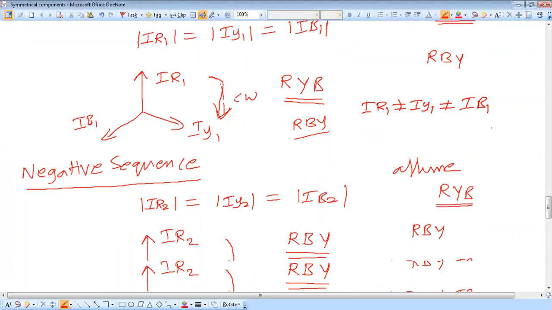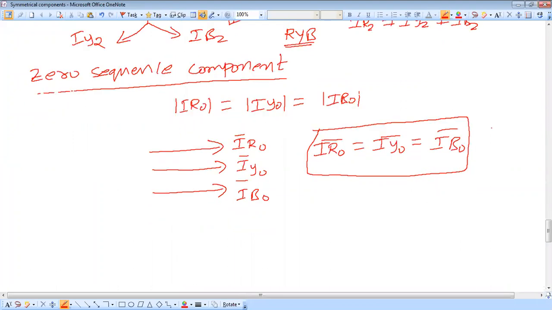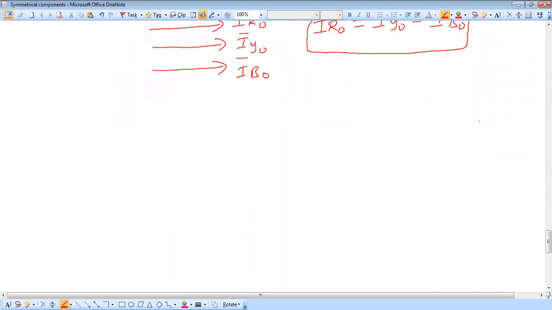But in the case of the zero sequence component, all the phases are equal in magnitude and all are in phase. Can we say that there is no phase displacement? Therefore, all vectors are themselves equal, not only magnitude but the vector itself. That is, the vector IR0 is the same as IY0, the same as IB0. Now this is the introduction of each symmetrical component.